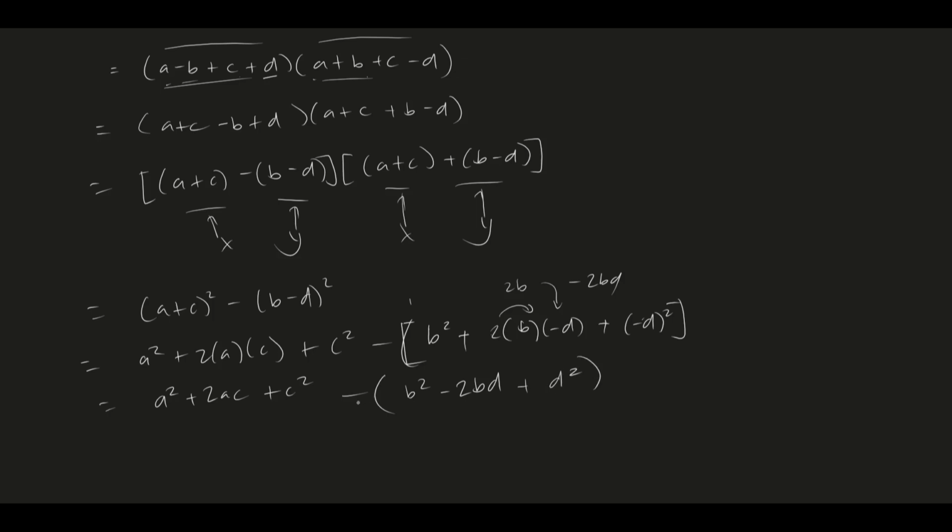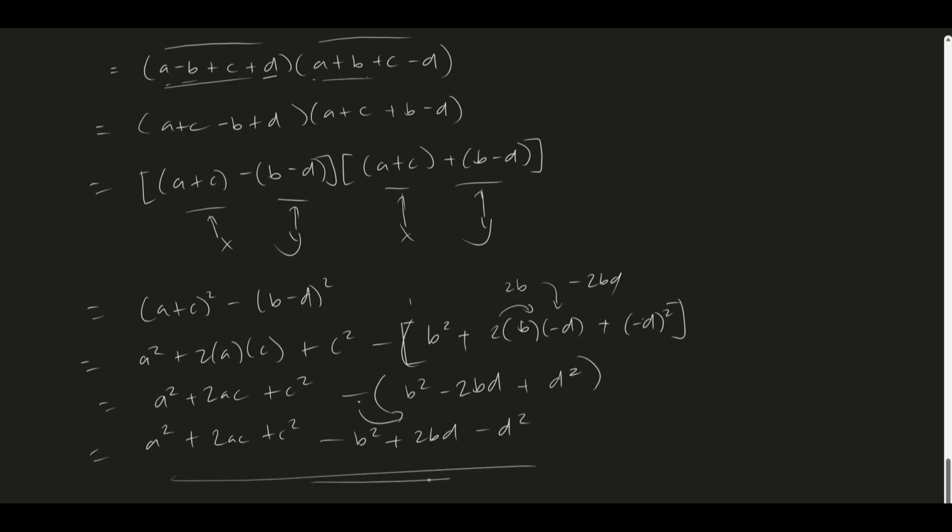So let's multiply this negative inside of this, and let's rearrange. So copy the a squared plus 2ac plus c squared. Negative times b squared is negative b squared, positive 2bd, negative d squared. So this will be your final answer.